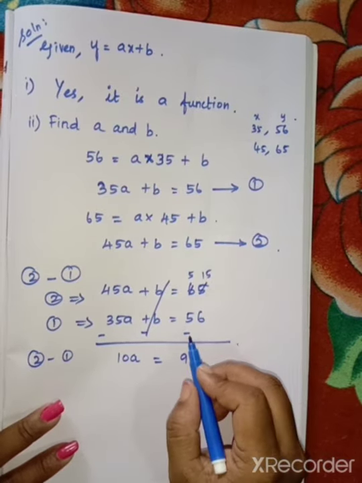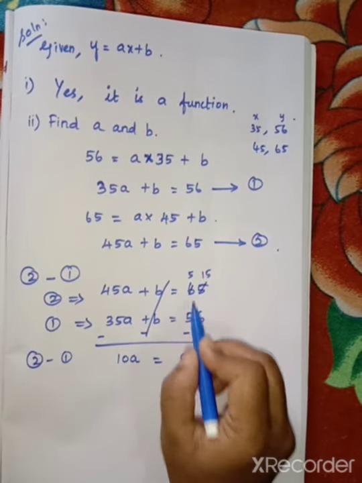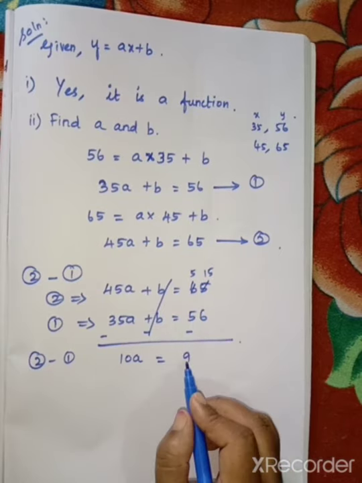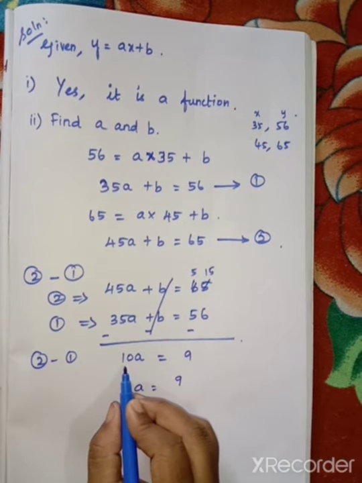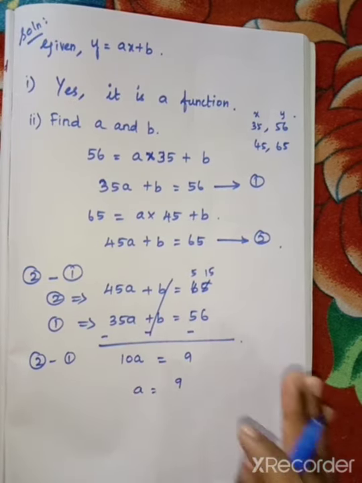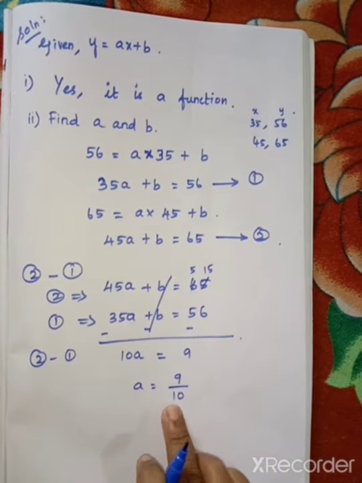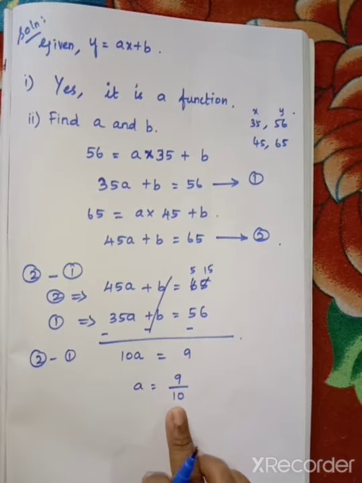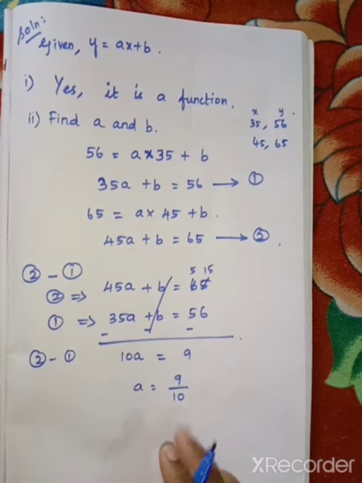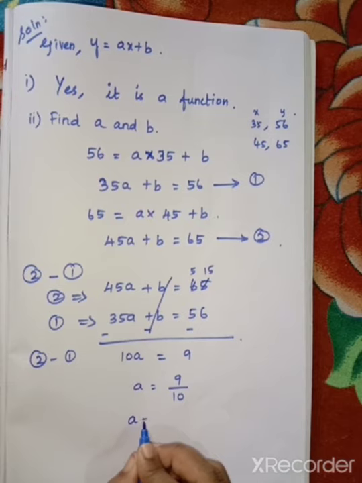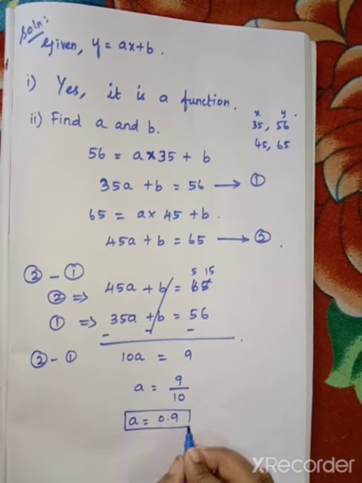Which one is bigger? This 65 is bigger, so the positive value alone comes. So here minus and minus, so 5 minus 5, 0. So here we get 9. So a equal to 9. Here 10 into a: if it goes to the right hand side, that is divide. So divided by 10. For the division, if we have 0 for 10, the point will move to the left hand side. So here 10 is there. So a equal to one place before, that is 0.9. So now we have found a.